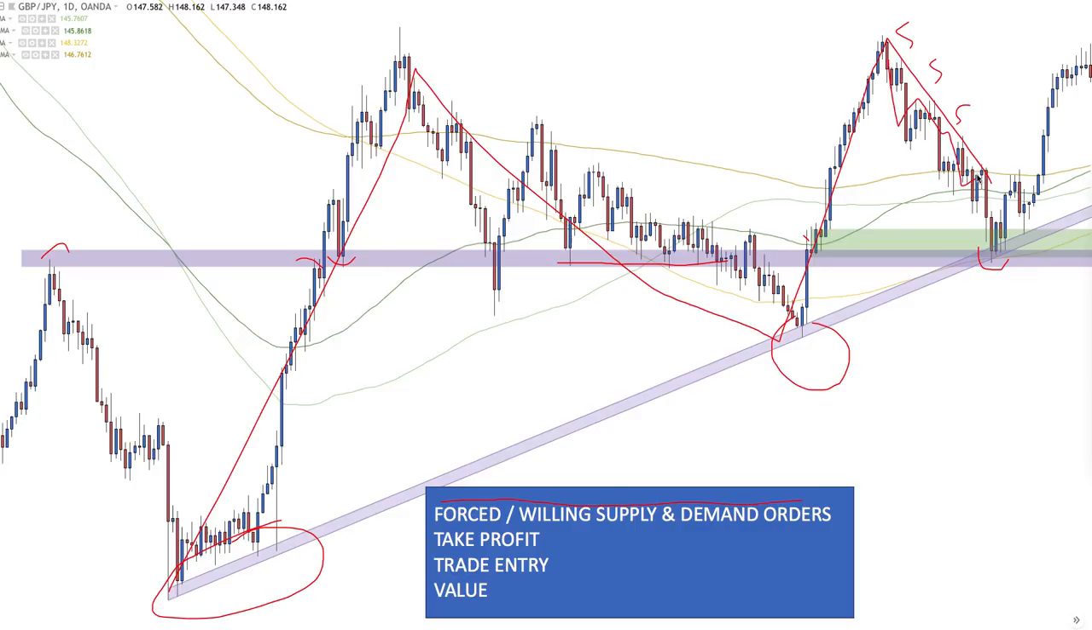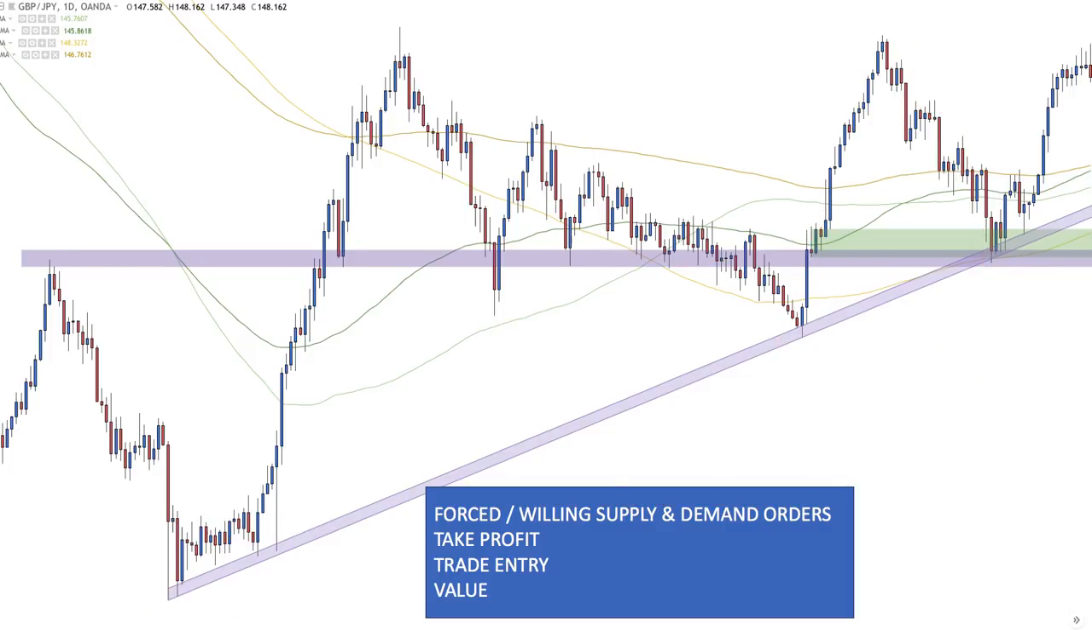the market made lower highs and lower lows. Where are people taking profit? TP, right here, which is forced supply. Sorry, forced demand, my apologies. Forced demand, because it's forced: you take profit, it's a buy order. You've got diagonal and horizontal traders looking to enter, new traders as well as moving average traders, so that's willing demand. And then you've got value traders like ourselves, value demand.